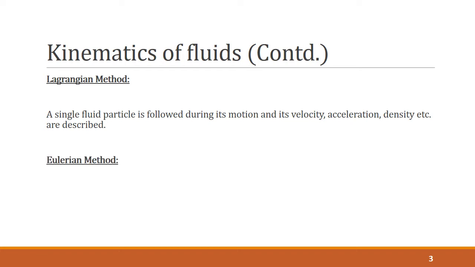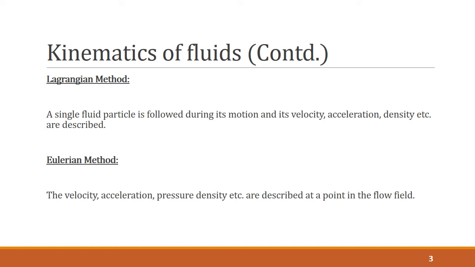In the Eulerian approach, the velocity, acceleration, pressure, density, etc. are described at a point in a fluid field. So we are going to stand at a point and describe the velocity, acceleration, pressure, density, etc. of the fluid particles that are going to pass through that particular point. This is known as the Eulerian method.